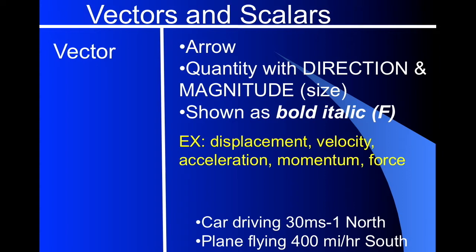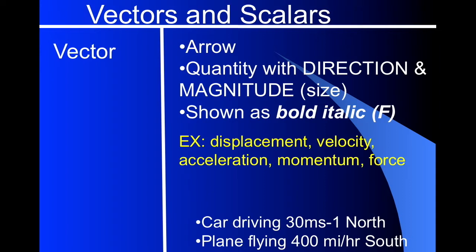So vectors and scalars. Vectors are pretty much arrows. It is a quantity with a direction, so the arrow points in the direction that the object is moving towards. It also gives magnitude, so the size. It's shown as a bold italic, such as F for force will be a bold italic F. Examples of vectors, which are just pretty much quantities, are displacement, velocity, acceleration, momentum, force. These are just a few examples.